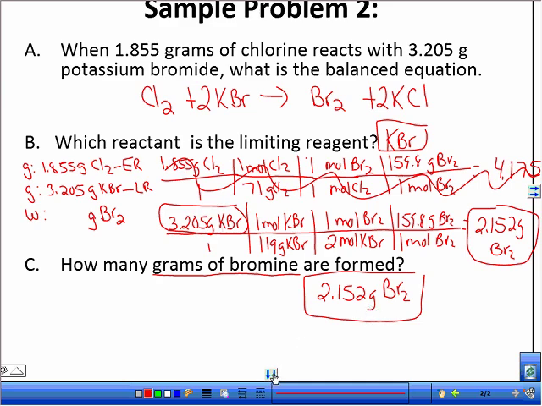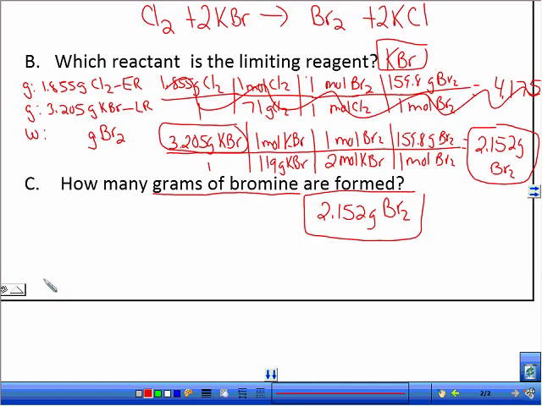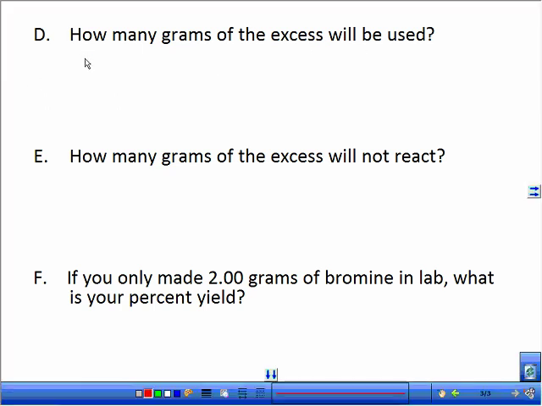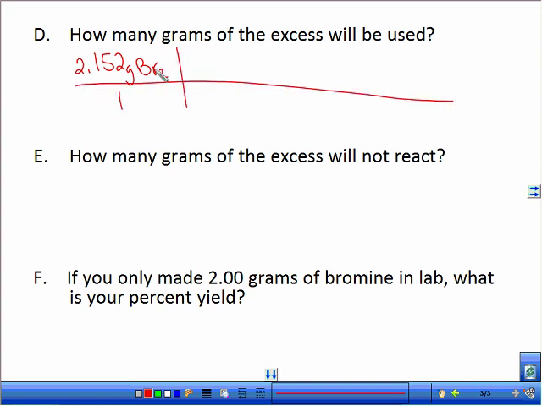Alright, the next question is to figure out how much of your excess reagent you have that's going to react. I'll go ahead and go to that slide. Okay, here's the other questions. How many grams of your excess will be used? Your excess was chlorine, so you're going to start out with your amount of product that you made, which was this. And you're going to bring grams of bromine down.